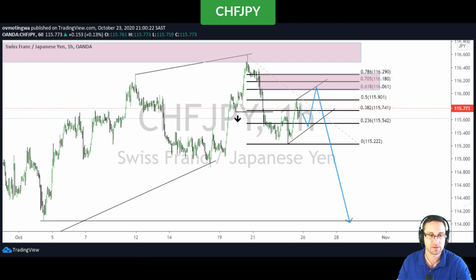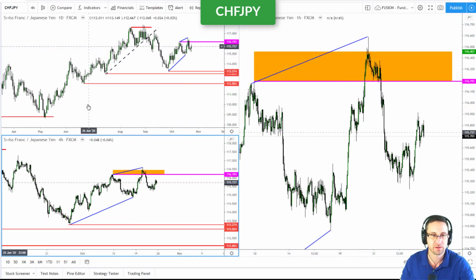And he's looking at a short on the Swiss franc JPY, as you can see on the 1 hour here. But what I'm going to do is zoom out a bit to give you guys an idea of the bigger picture here. And I'm using the triple screen method over here. So we've got the daily, the 4 hour and the 1 hour time frame here.